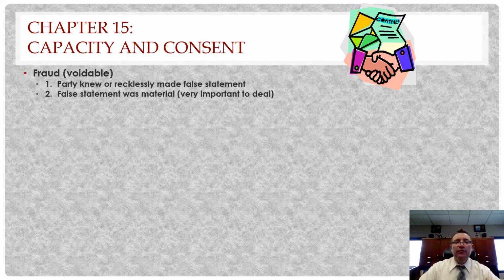All right, fraud is another consent type of an issue, right? It is avoidable by the person who the fraud was committed on. Fraud means a party knew or recklessly made a false statement. They're the bad person. They can't void out the contract, right? So the false statement was material and very important to the deal, right?